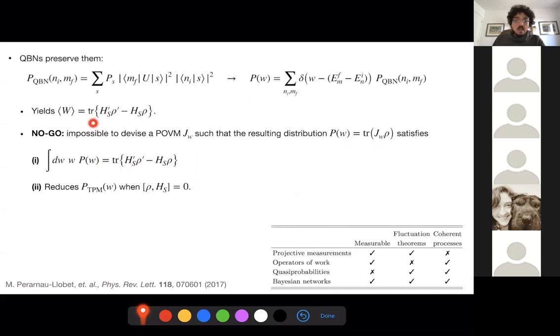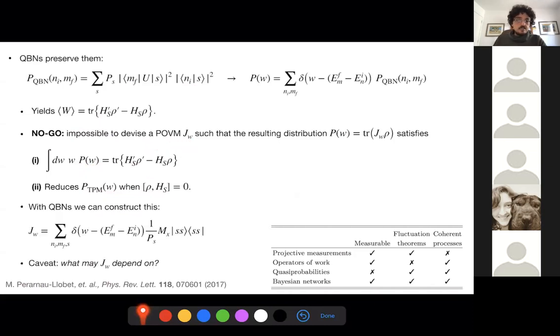First, it has to predict the correct average. You have a POVM that gives you some distribution, and from this, if you take the average of the work, you should get what we would hope for the average work. And second, it should reduce to the TPM when the process is incoherent, so when the system commutes with the initial Hamiltonian. In the case where there is no coherence, we should just get a TPM. But if we are outside the TPM, we should get something that produces the correct average work. And what they show is that this is impossible. If you have a system, it's impossible to devise a POVM that does this.